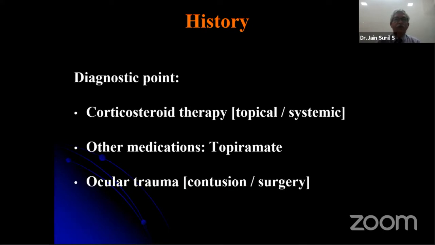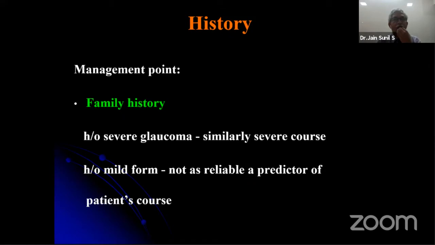From the history point of view, always ask for any corticosteroid therapy of recent onset, because over-the-counter prescription can cause intermittent rise in intraocular pressure. Other history could be topiramate use, especially for epilepsy or migraine, and the patient could present with a bilateral shallow chamber. Also, past history of any ocular trauma, in the form of a contusion or a surgery, might present as a secondary glaucoma. From the management point of view, always ask the family history, because if there's a strong family history of severe glaucoma, the patient might have a similar course.